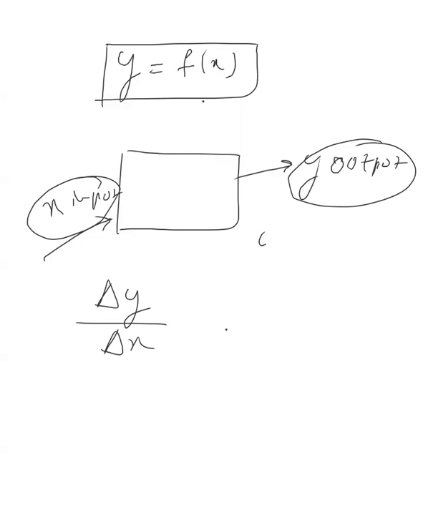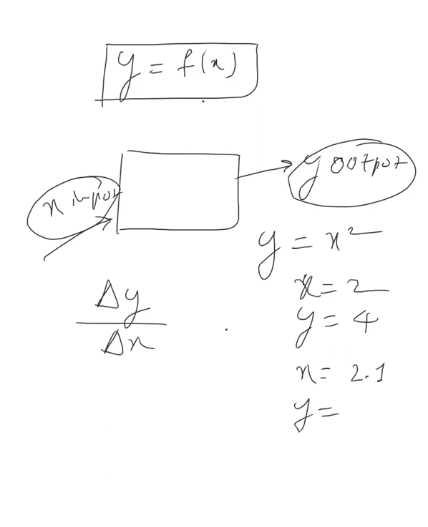For example, if the function is y equals x square, suppose x is 2, then what will be the y value? If you put x equal to 2, y will be 4. If you change x from 2 to 2.1, what will be the value of y? So 2.1 square, that will be 21 into 21, which is 441. So 4.41 will be the value of y.